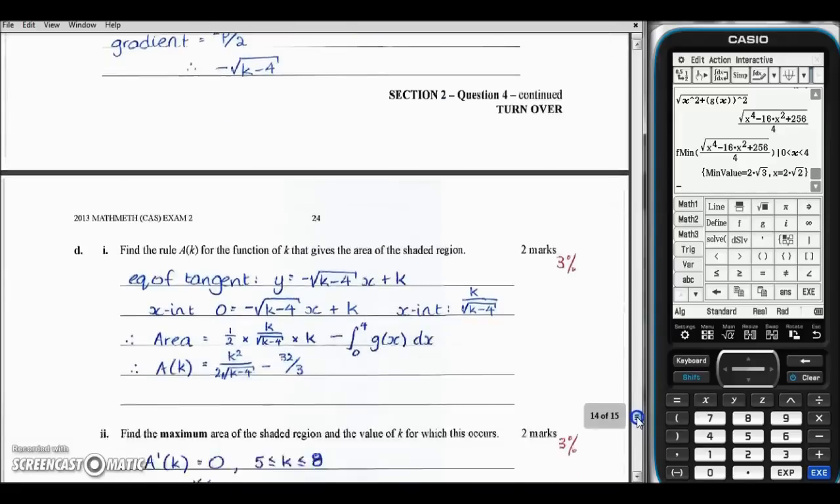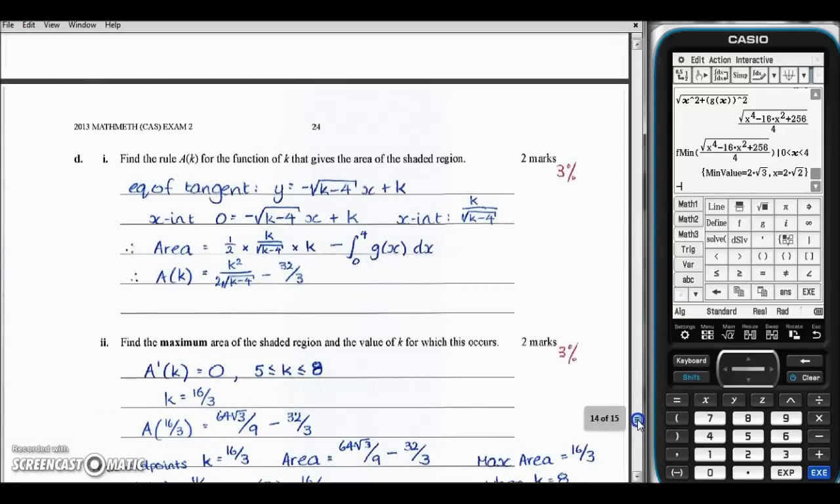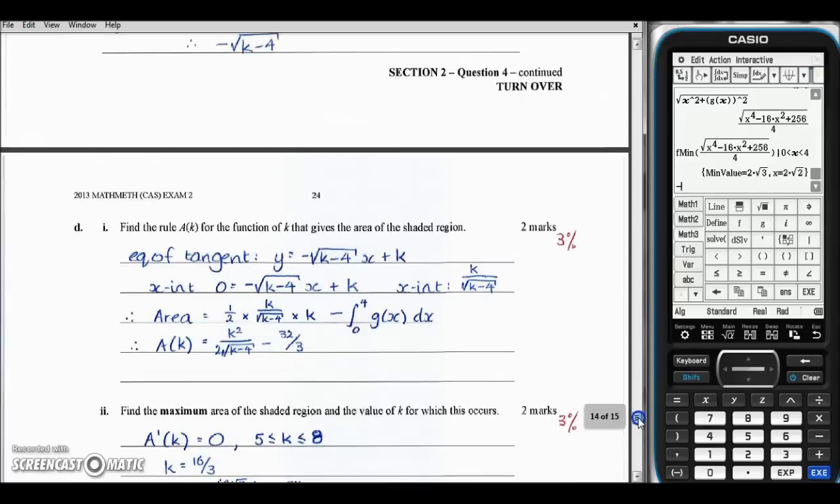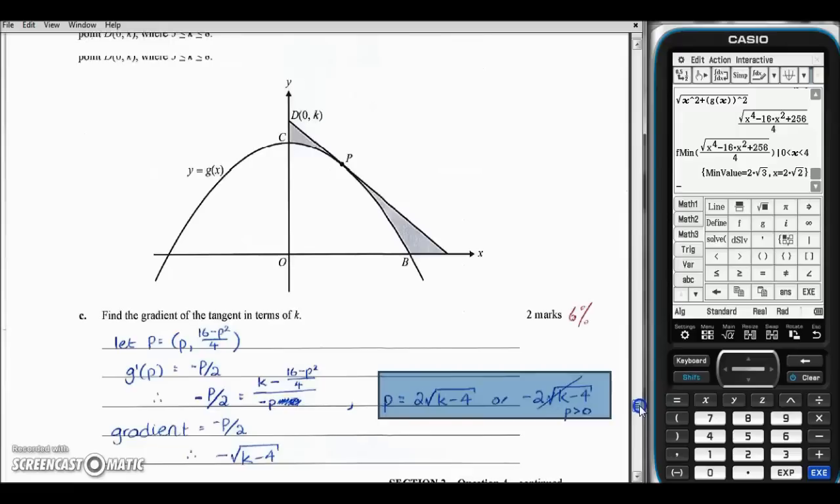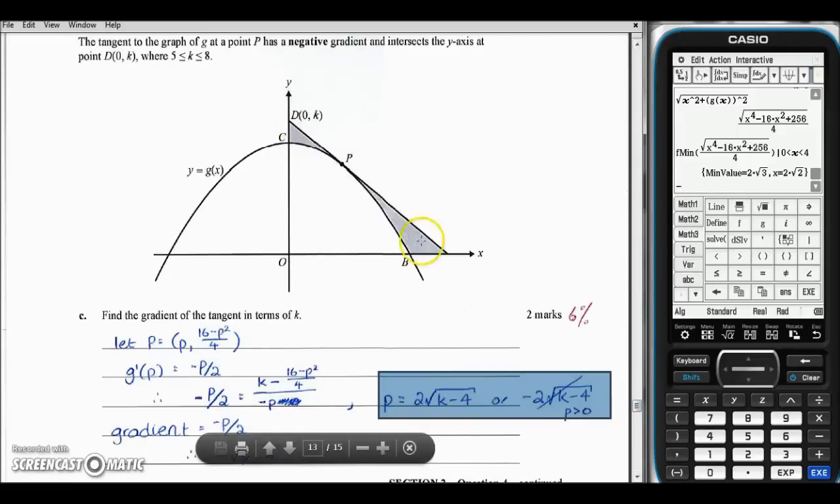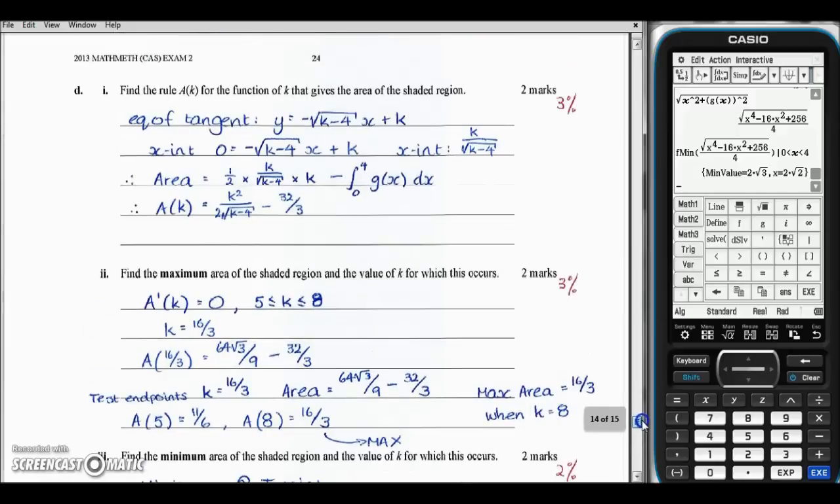Alright, I think there's just a couple more questions now. Find the rule for the function of k that gives the area of the shaded region. Okay, so this is tricky. Because we're trying to find this area, and we don't know the equation of this straight line, we need to do some things in terms of k. So first thing we're going to do is work out what this x coordinate is here in terms of k. So where are we? Here we are.